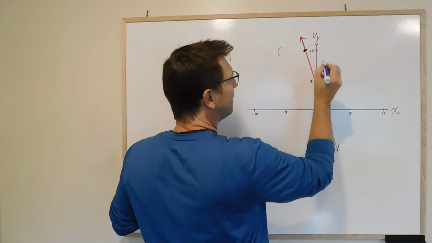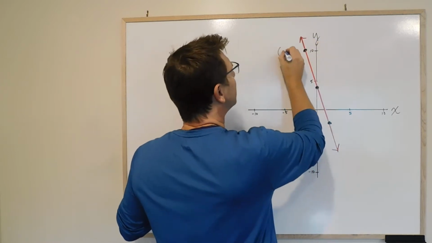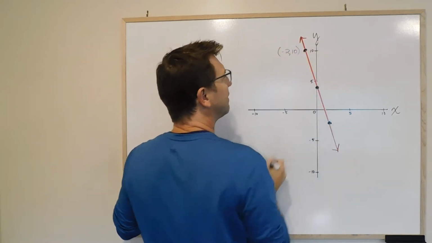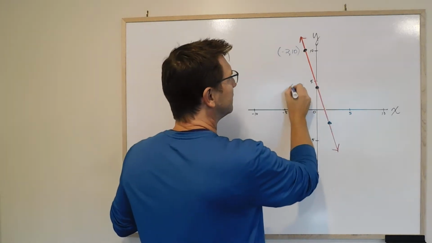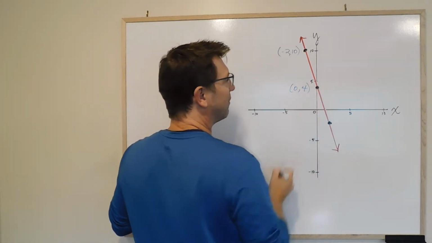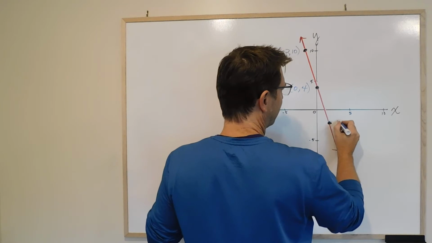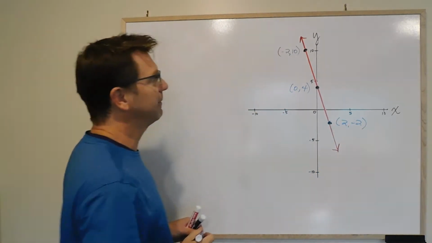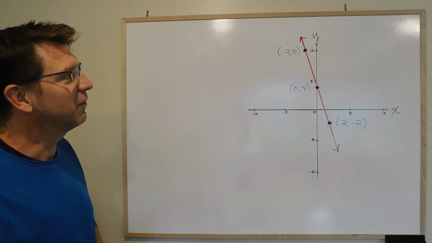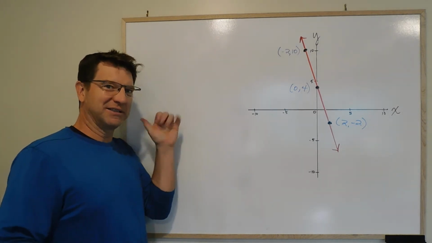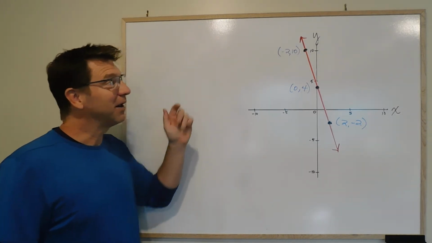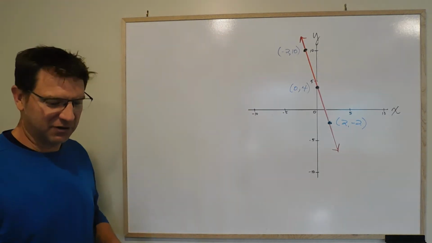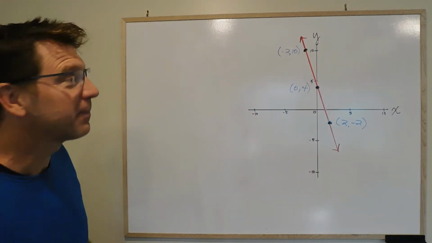We can say, hey, we know this is (-2, 10). We know this is (0, 4). And we know this is (2, -2). Okay? So we don't know what the slope is. I mean, we do because we're using the same question. But if we just knew that and didn't know what the slope was, here's how we find slope.